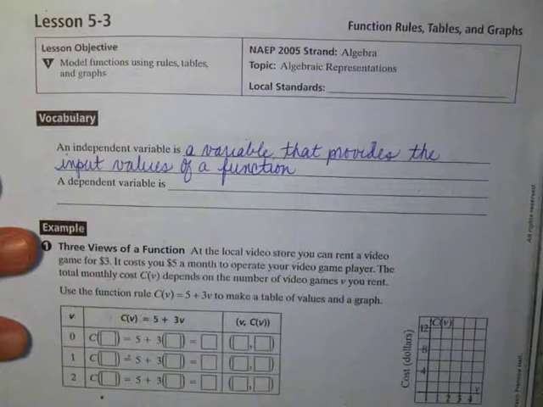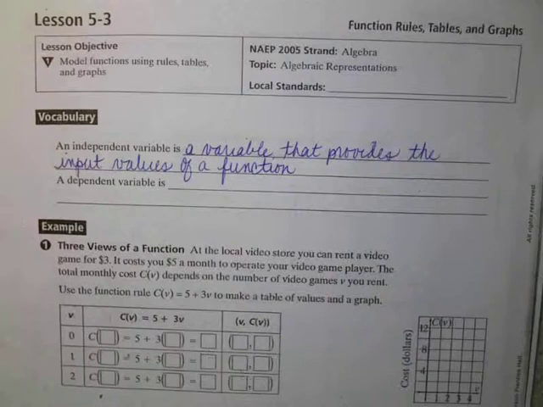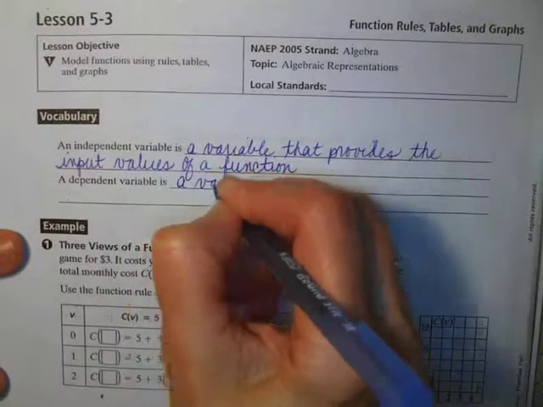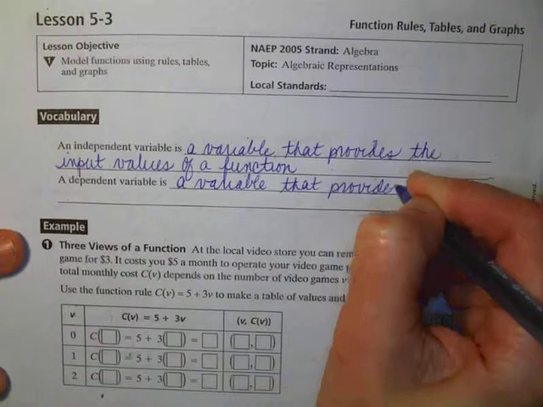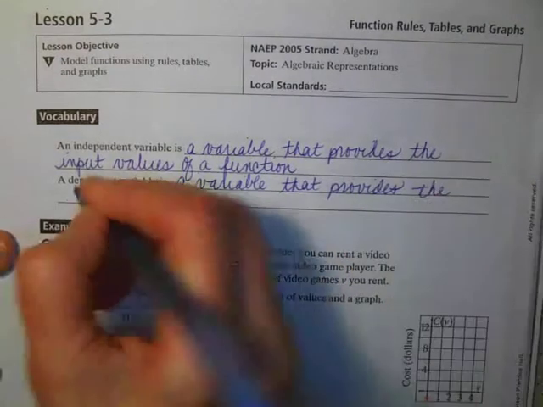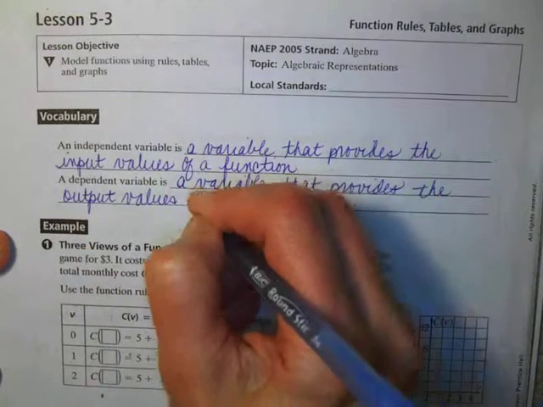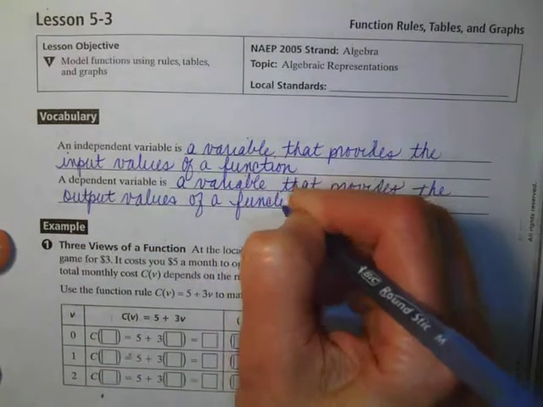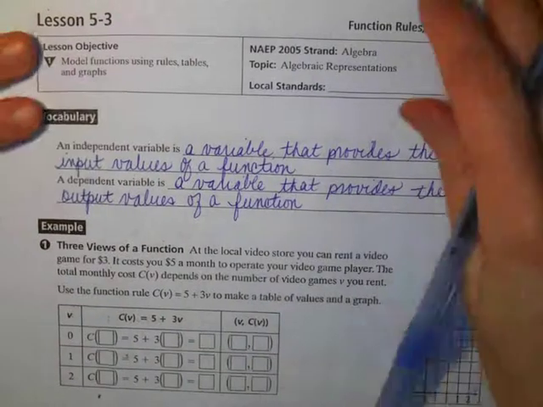Okay, oftentimes these are the x values, also known as the domain. And a dependent variable is a variable that provides the output values of a function. Okay, so these are often the y values or the f of x values, so to speak. Also, these would be the range of data.